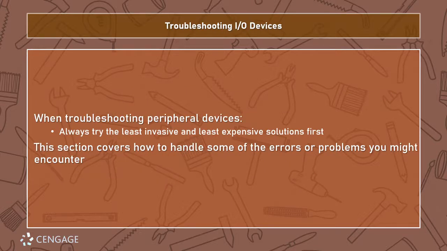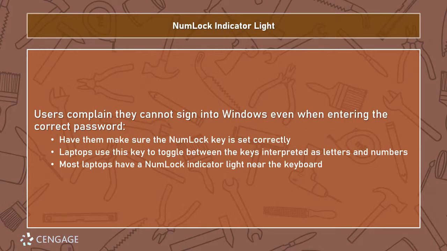Whenever we're trying to troubleshoot a peripheral device, we need to start with the least invasive and least expensive solution first. Resetting things to defaults tends to help. So let's take a look at some of these possible errors or problems. Let's say a user comes to us and says they can't even sign into Windows when they're typing the password 1 key at a time. Well, do they have caps lock turned on? Do they have numlock turned on?